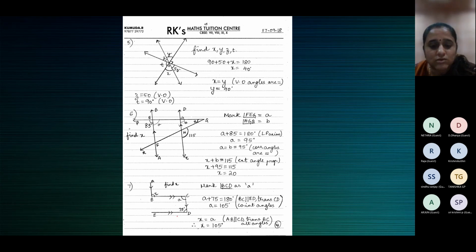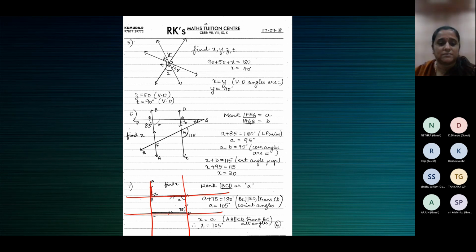Find x means only x will be marked in the figure. So you mark A because to find x, you want to find A. How many pairs of parallel lines can you see here? Two pairs. It's not a small line like this. It's a line. You can produce the parallel lines like this, and you can produce the transversals like this. You can see the figure like this.